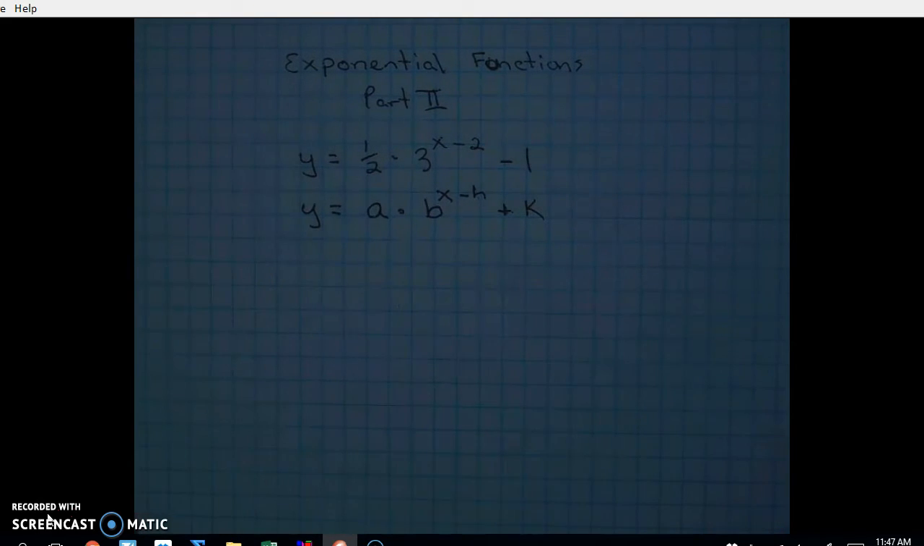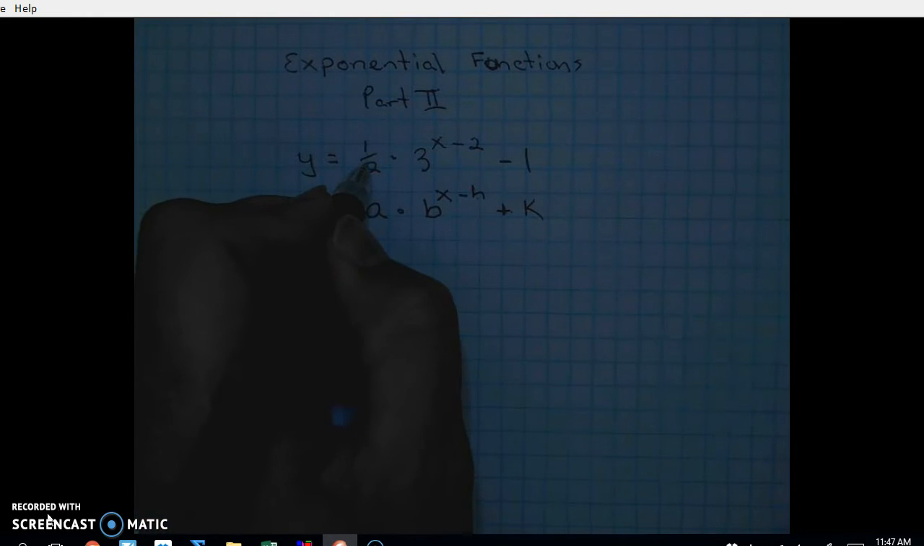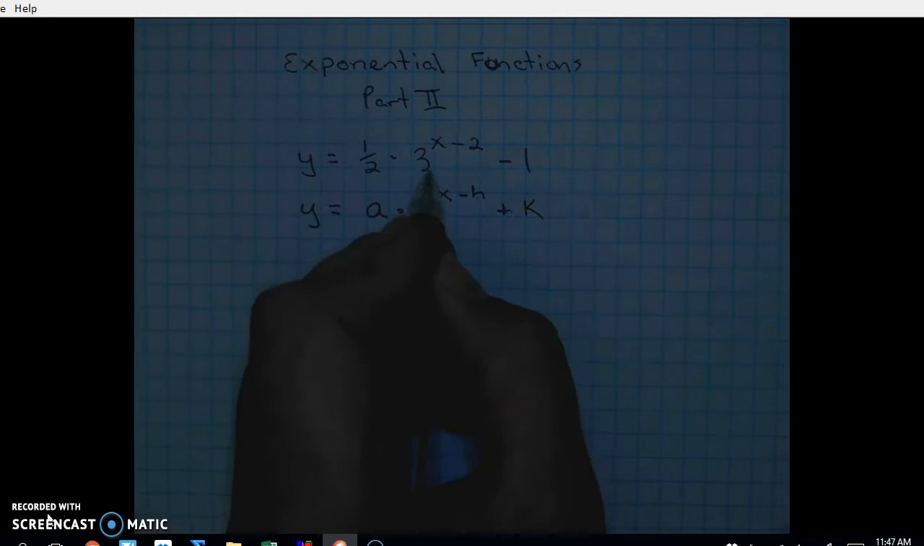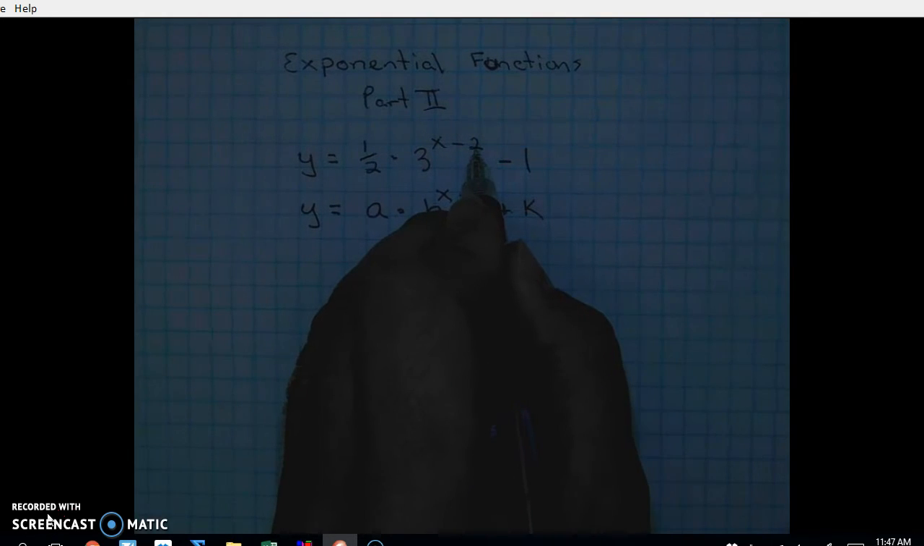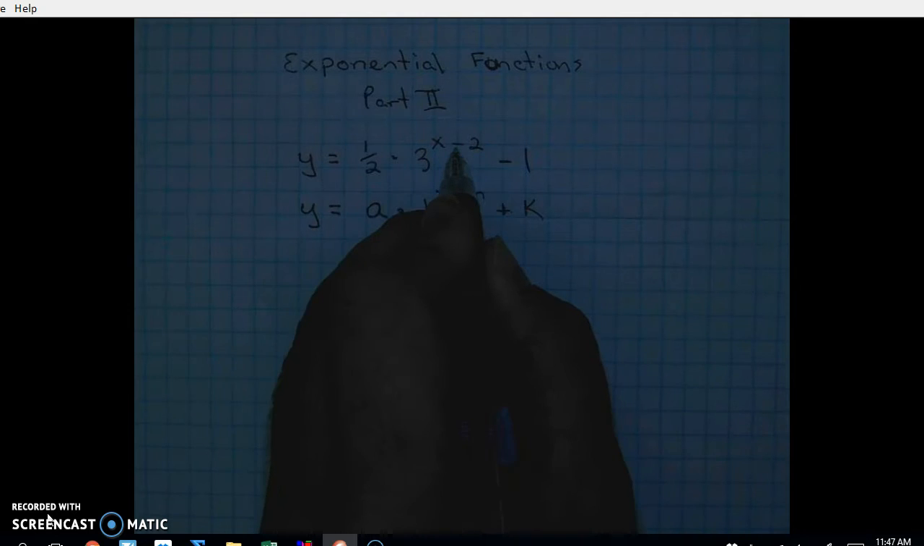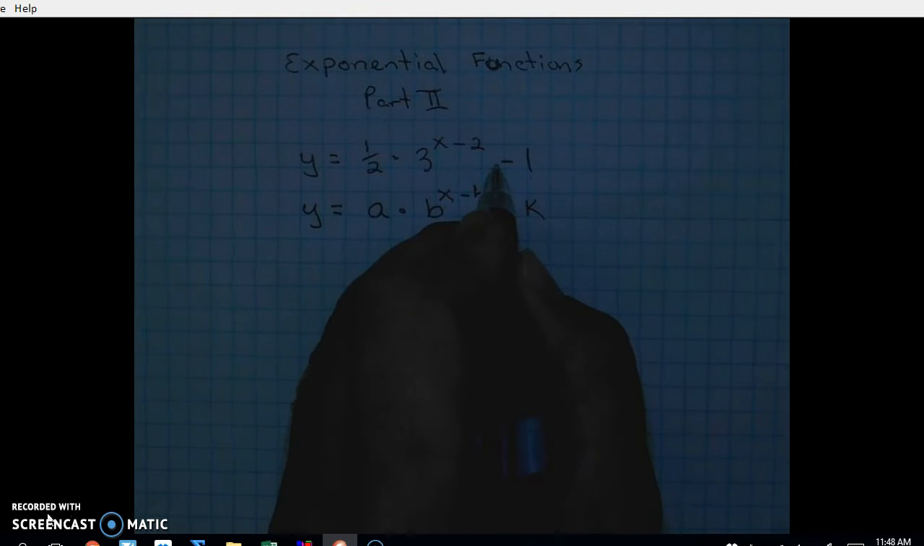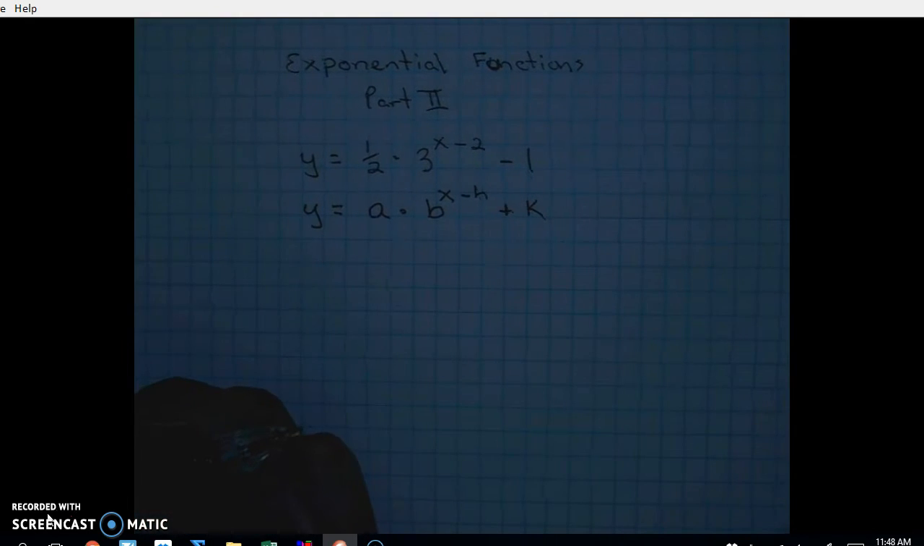Okay, so in this case, we have a vertical compression of 1/2. So the graph appears wider. And then we have a horizontal translation of 2 to the right and 1 unit down. Okay?